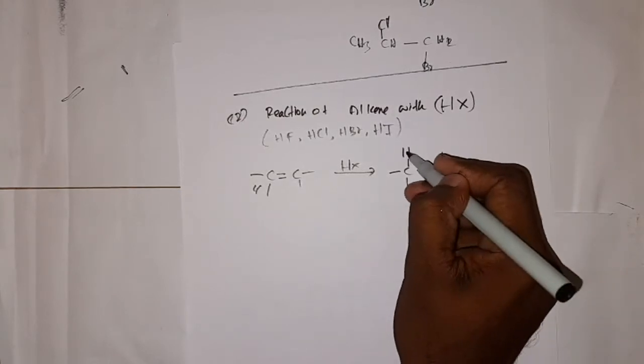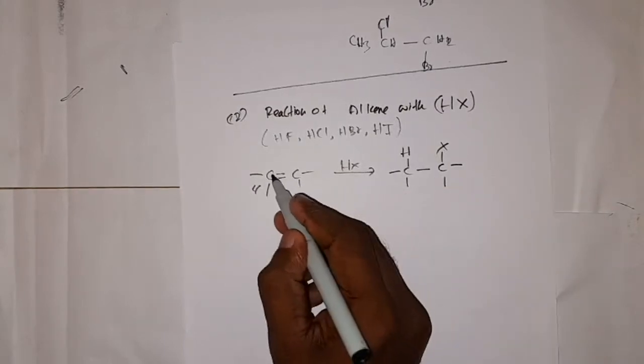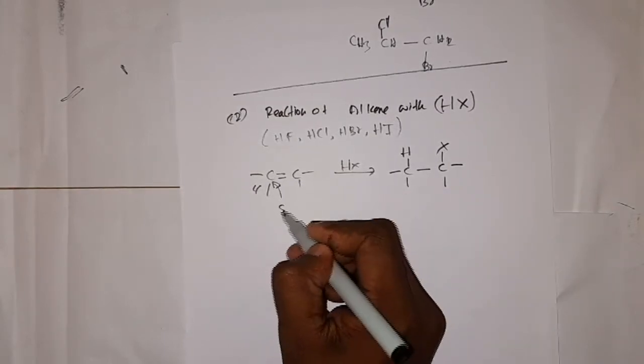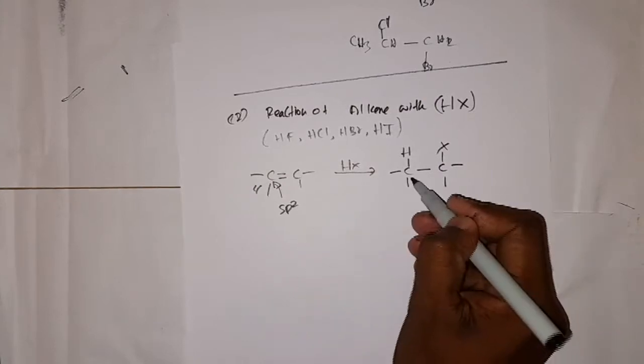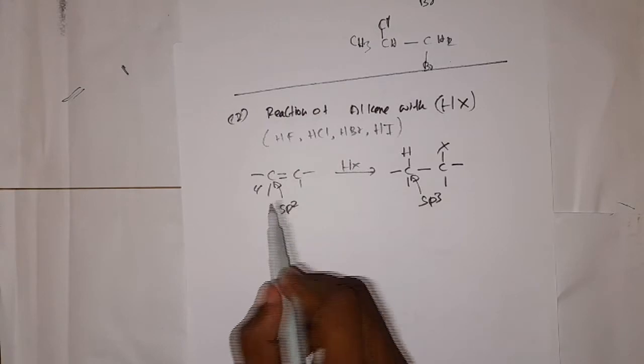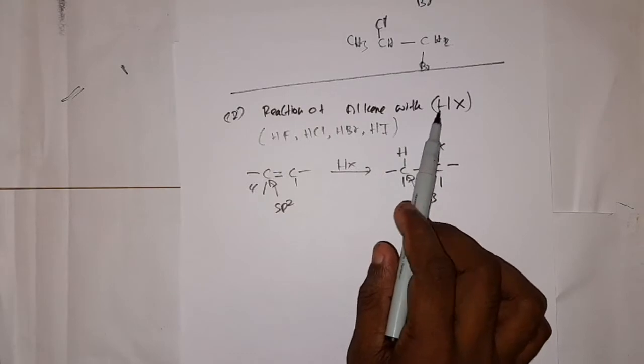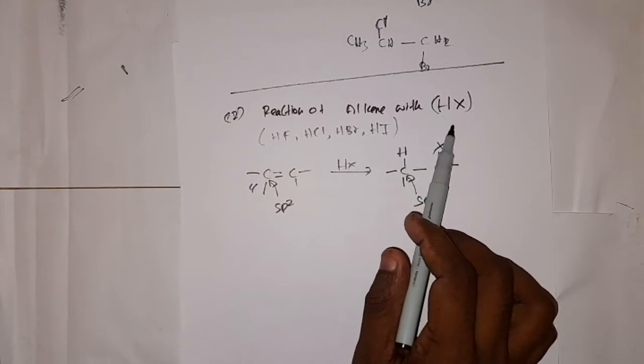So hydrogen will join to here and X, the halogen, will join to here. So due to this reaction, the hybridization of this one is sp2, and after that the hybridization changes into sp3. So this is the main reaction that happens between alkene and hydrogen halides.